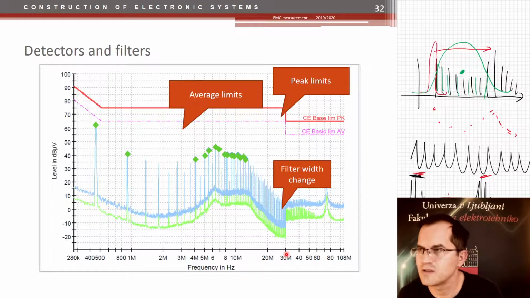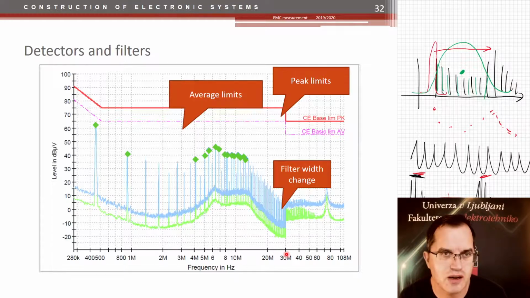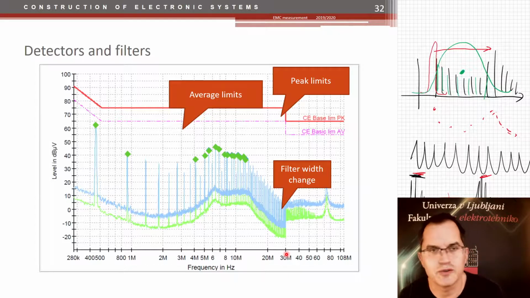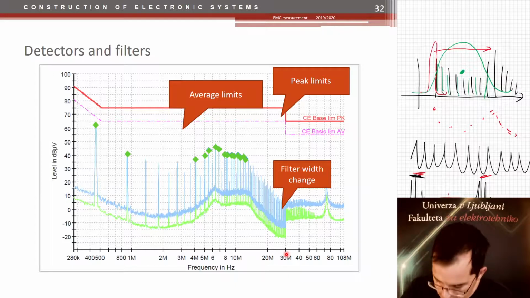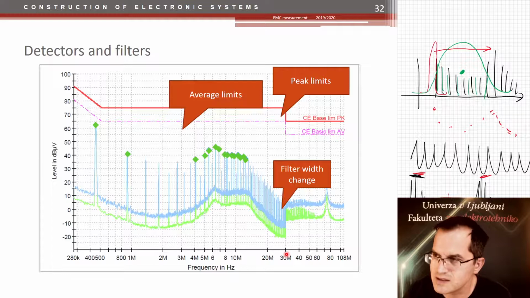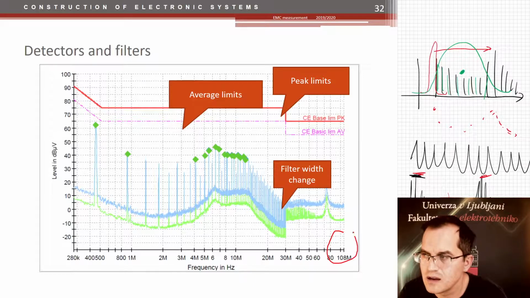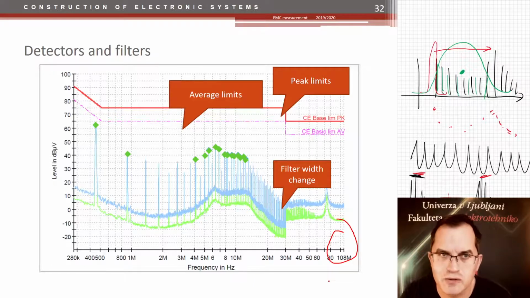Well, the answer for that is that this is measuring according to the automotive standard. And in the automotive standard, conductive noise has to be measured up to 108 megahertz. And why is that? The reason is quite simple. If you think about it a little bit, in this frequency range we have FM radio.